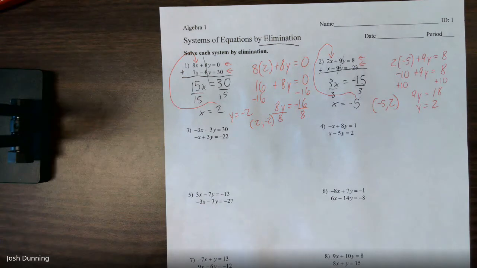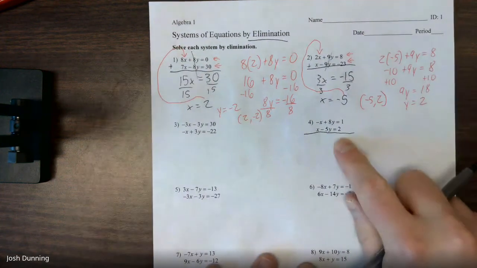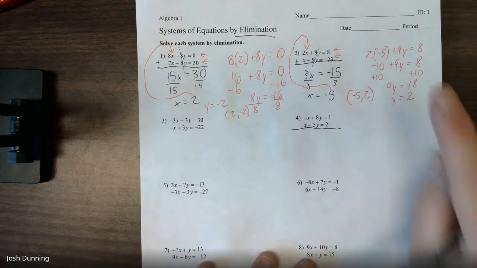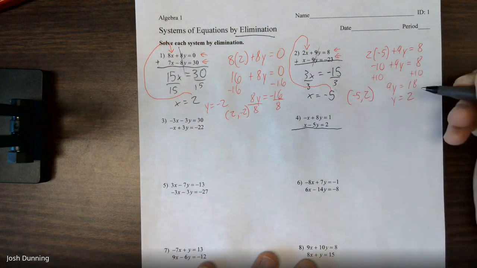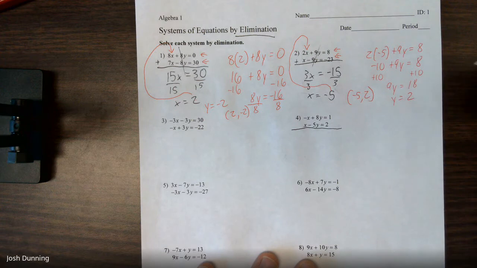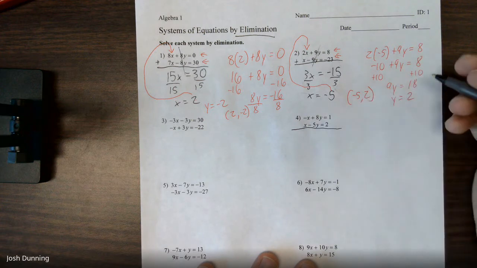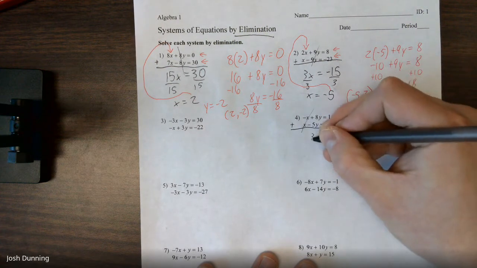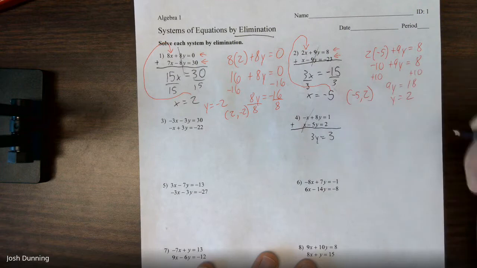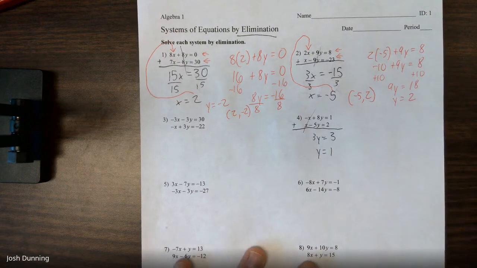I don't have a ton of time to do this whole thing. I want to show you one, number 4 here. It doesn't always have to be the y's that cancel. 8 plus negative 5, 8 minus 5 doesn't cancel, it's 3. But negative 1x plus positive 1x will. 8 minus 5, 3y equals 3. Divide by 3. We get 1.